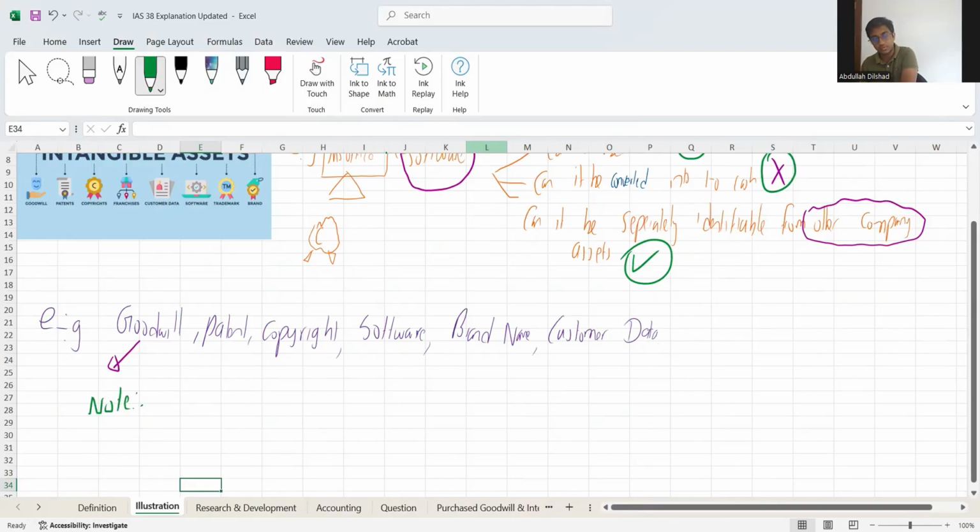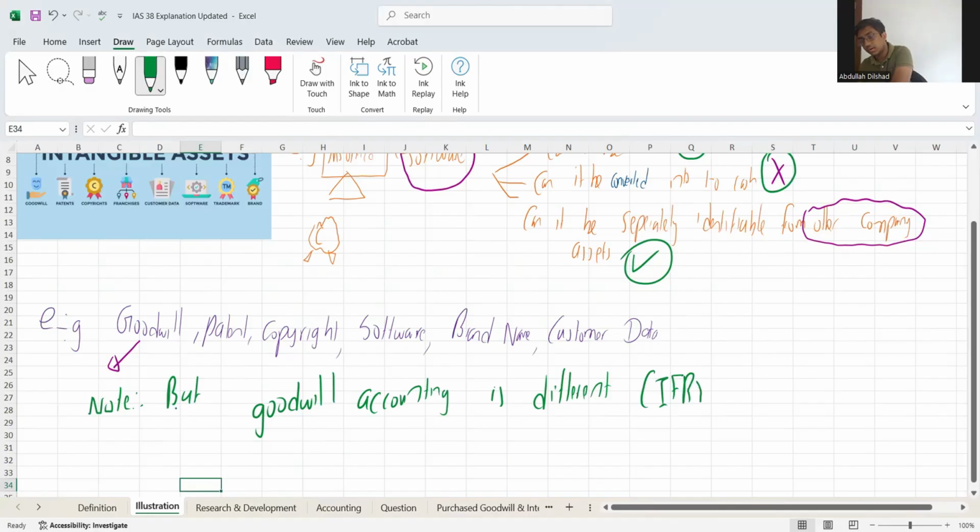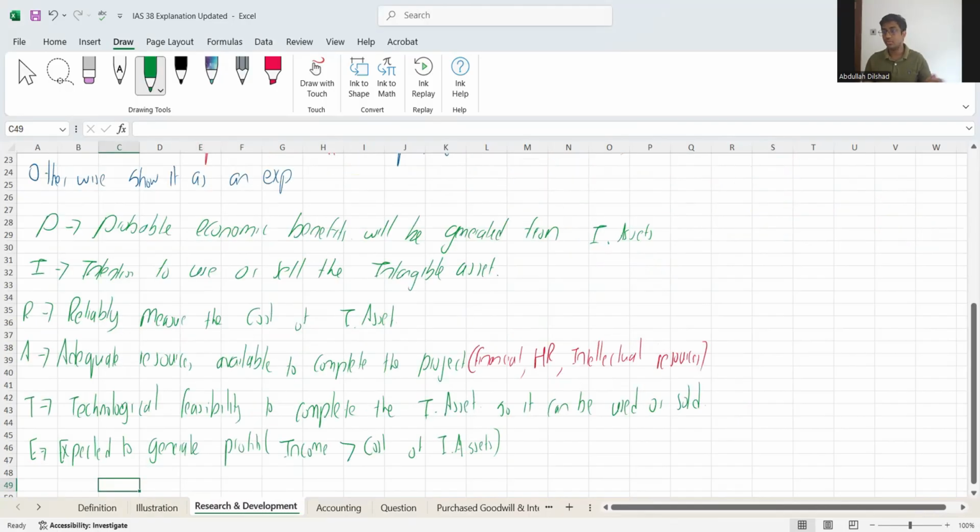See, goodwill is also considered as an intangible asset, right? Goodwill is also considered as an intangible asset, but goodwill's accounting is different. This is all I need you to know for now. Your goodwill will fall under intangible asset, but the accounting is in a different standard. That we will learn as soon as we get to that part.